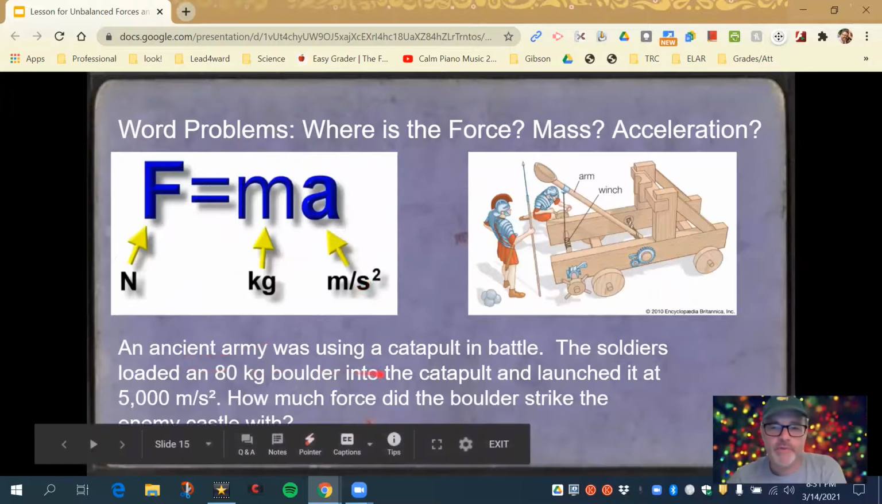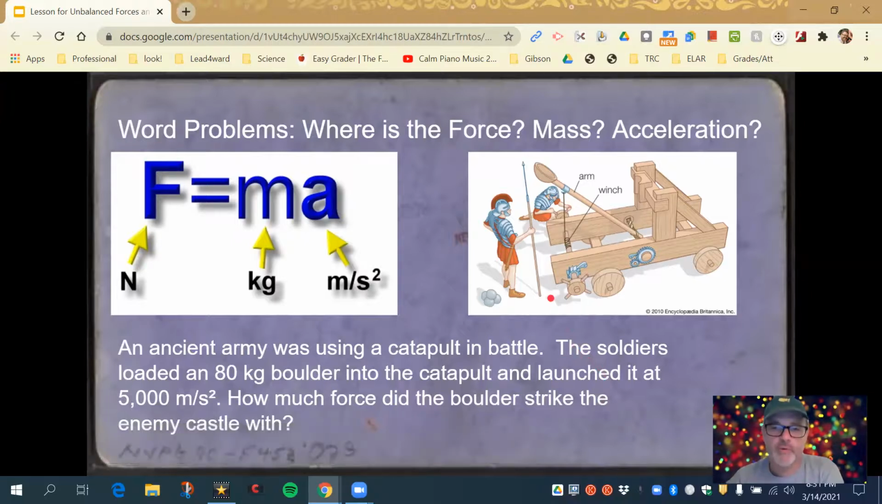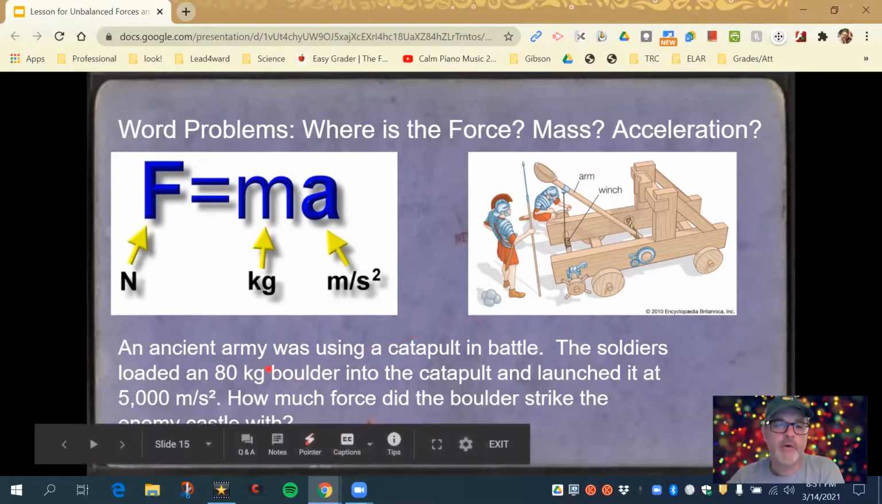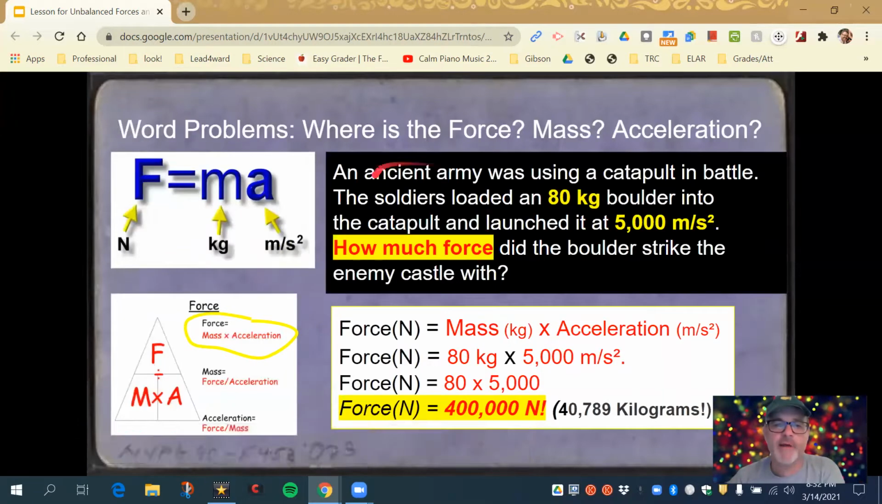An ancient army was using a catapult in battle. The soldiers loaded an 80-kilogram boulder into the catapult and launched it at 5,000 meters per second squared. How much force did the boulder strike the enemy castle with? Okay. So let's go and look for the numbers in there, see if we can find out how to plug this in. Same problem here, I'm just using a different color, okay?